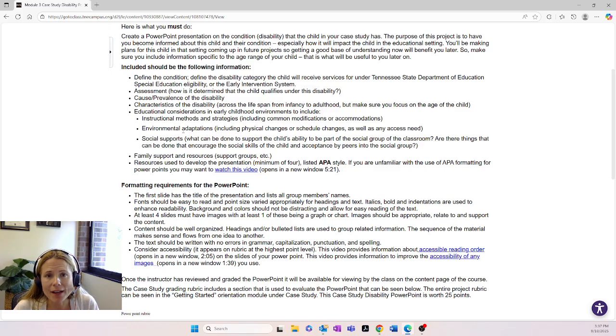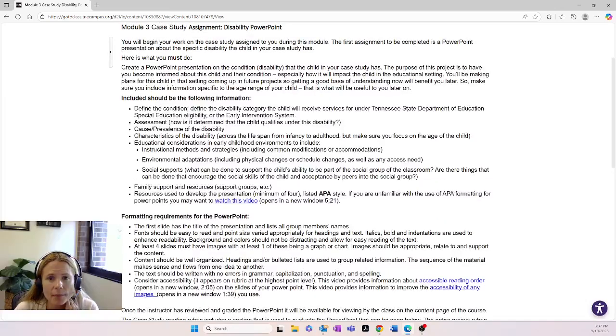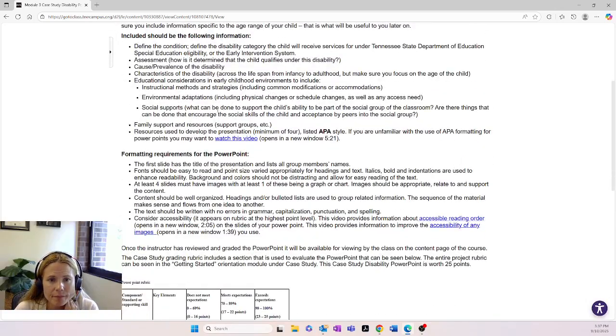We're going to look at the environment, right? So, physical changes, schedule changes, access needed. Then we're going to look at that social emotional support. Okay, so what can be done to support that child socially inside the classroom based on their disability? And this is where that research is really going to come into play because these are things that I want you to research about that disability. And then you're going to include some resources for that child and their family.